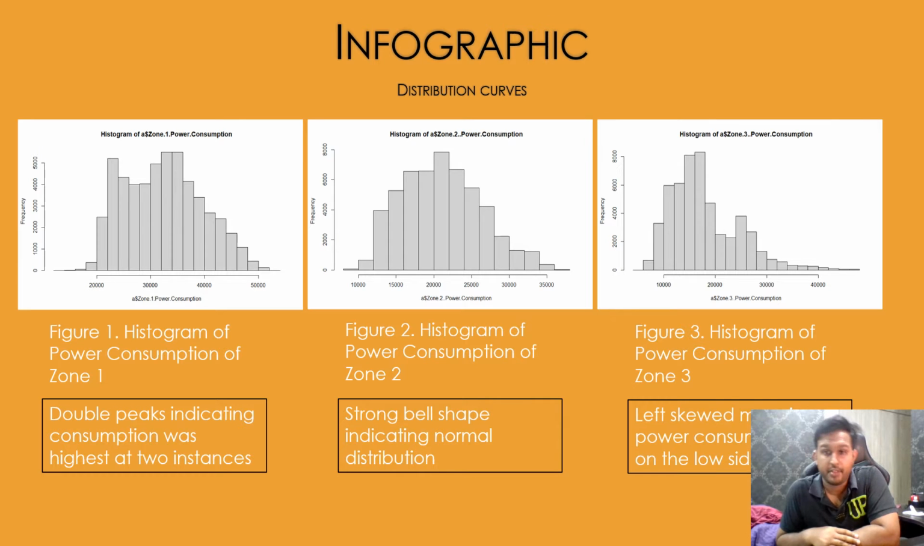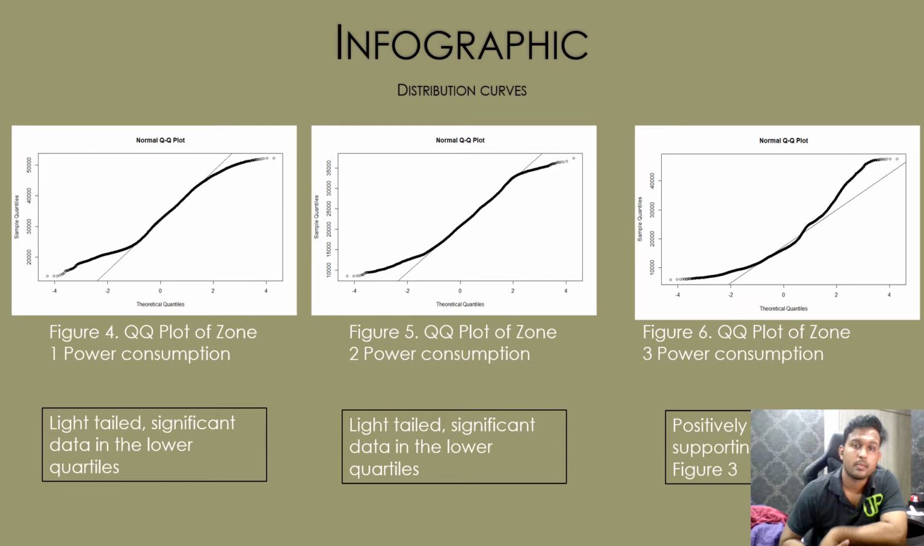So for the infographic of the distribution curves, as you can see that they're roughly normally distributed with the exception for zone 1 being double peaked and zone 3 being left skewed, which means that there are a higher number of lower value data, and zone 2 is having the strongest normal distribution. Moving on, we have the infographic for QQ plots, and roughly for all three zones they are almost the same, with the exception for zone 3 that it is positively skewed, so it supports our left skewedness in histogram for zone 3.